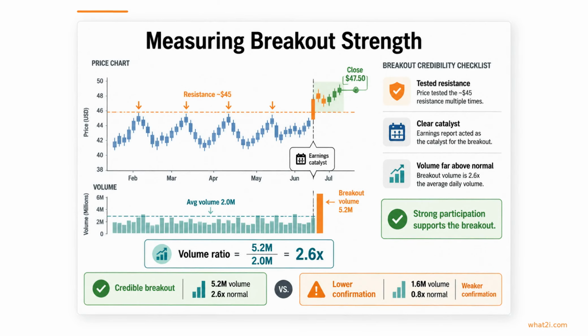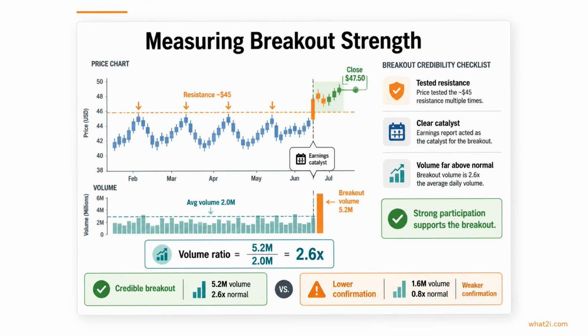Suppose a stock usually trades about 2 million shares a day and then breaks above $45 after earnings, closing at $47.50 on 5.2 million shares. That resistance level near 45 had already been tested several times, so traders were clearly watching it. Earnings provided a visible catalyst, which helps explain why interest suddenly expanded. If you divide 5.2 million by the normal 2 million, you get a volume ratio of 2.6 times average. That suggests strong participation behind the breakout.